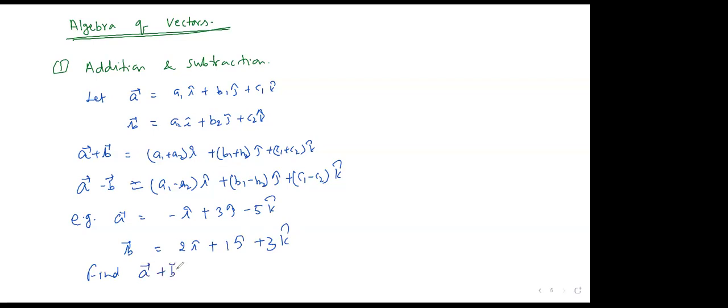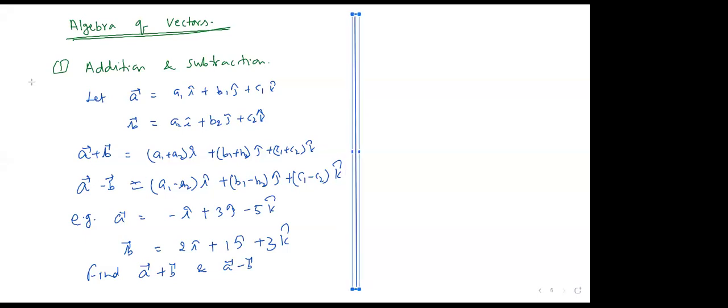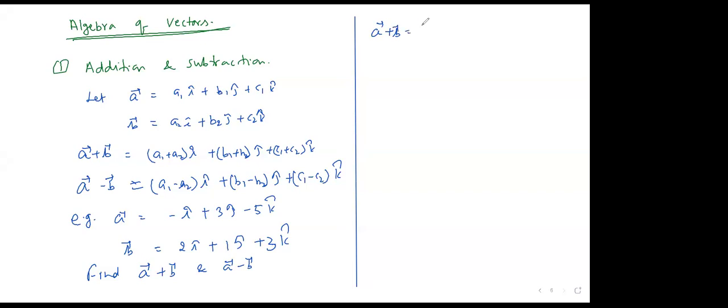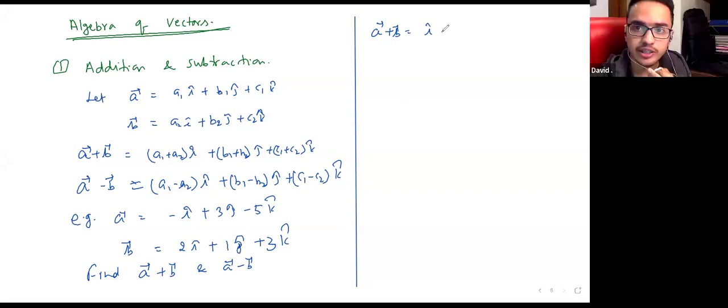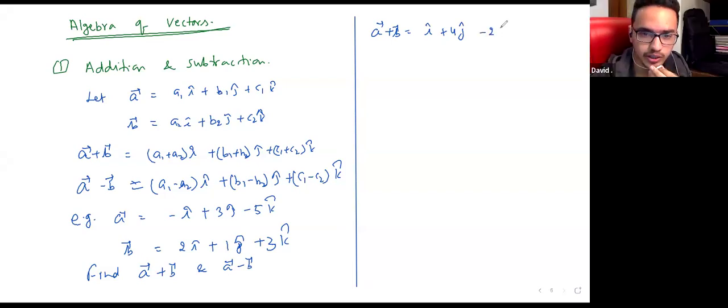Find vector A plus vector B and vector A minus vector B. Tell me, David, what will be the value of A plus B vector? A plus B will be minus 1 plus 2, that is 1i cap, and 3 plus 1, 4j cap, plus 2k cap minus 2k cap, that is 5 minus 2, plus 3 minus 2k cap.